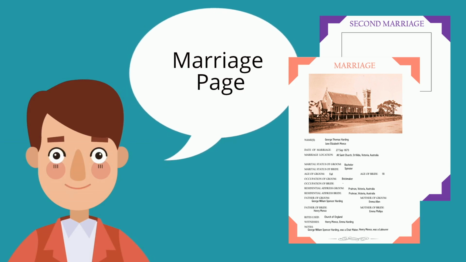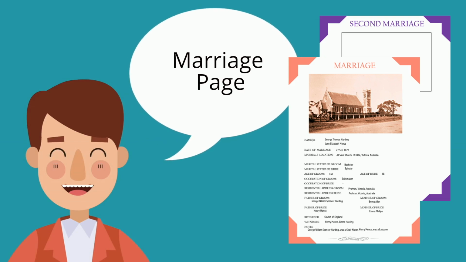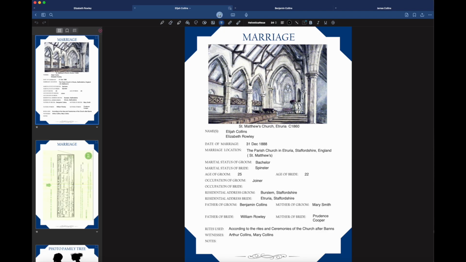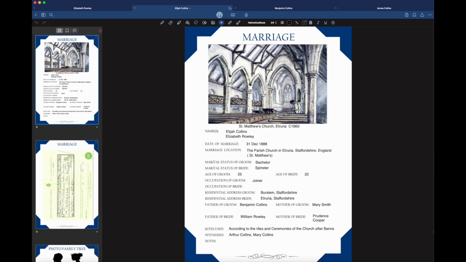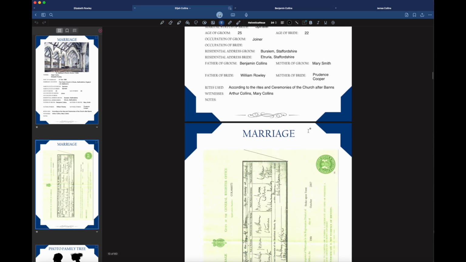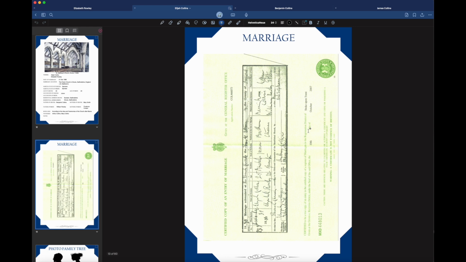If your ancestors were married, this is the seventh page I use most often, the marriage page. This is the marriage page for Elijah. All the information that's on here I got off the marriage certificate. The photo is a painting of the church they were married in. It wasn't around the same time, but it's still a nice picture, so I put that on there. And I've put the marriage certificate on the blank page just after it.